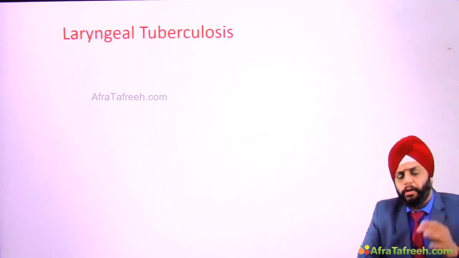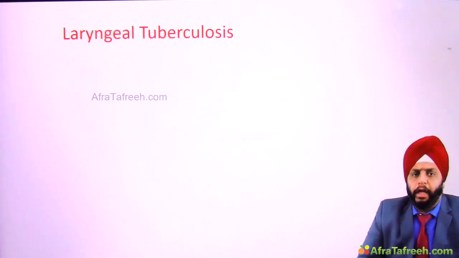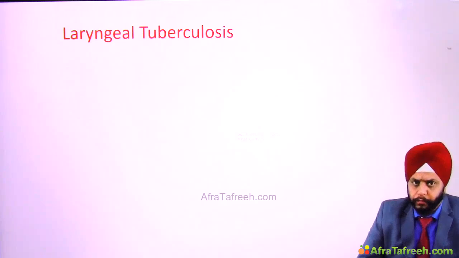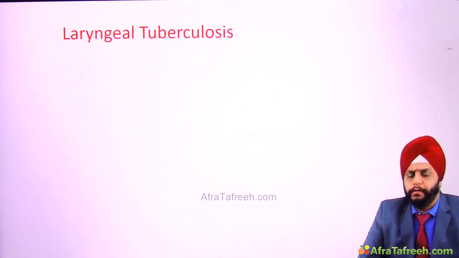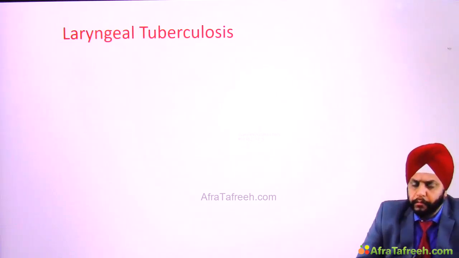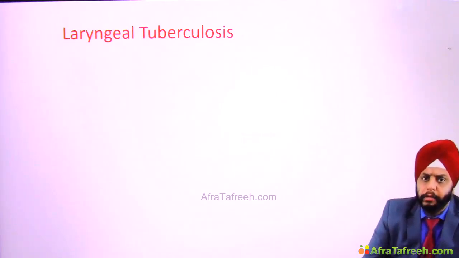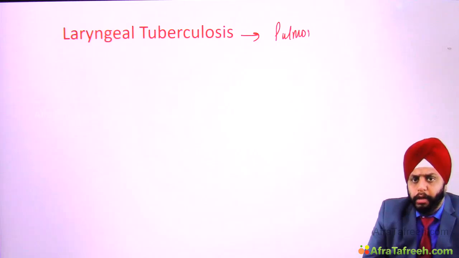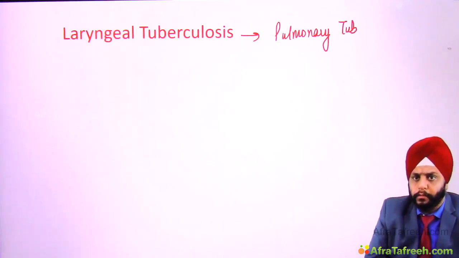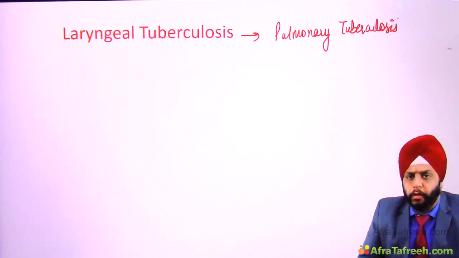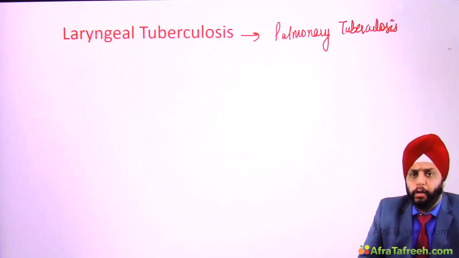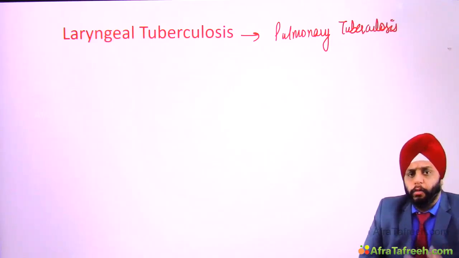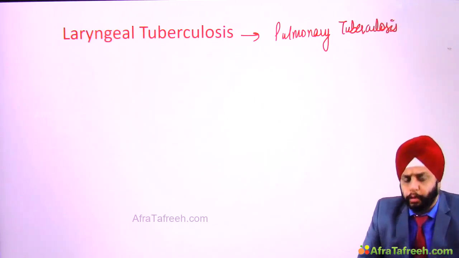Okay, let's come to the chronic inflammation of the larynx. In the chronic inflammation, we have to discuss laryngeal tuberculosis. Right? Now, first thing about laryngeal tuberculosis. What's the first thing? This is almost always along with pulmonary tuberculosis. Okay, laryngeal tuberculosis happens almost always along with pulmonary tuberculosis. Generally, these patients are open or sputum positive cases of tuberculosis.